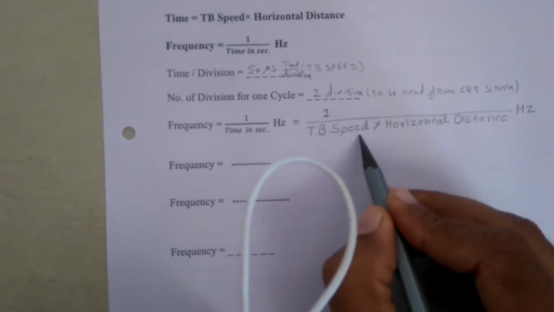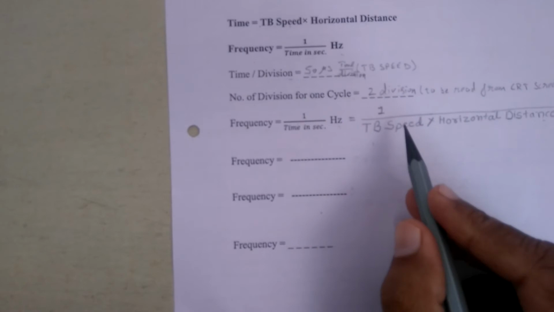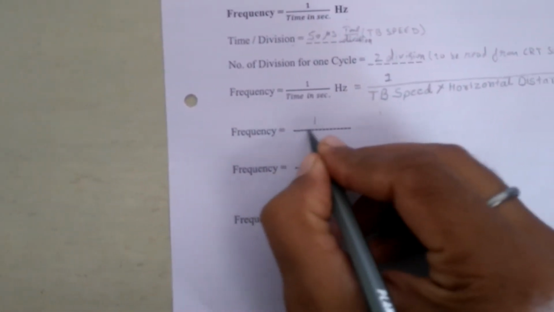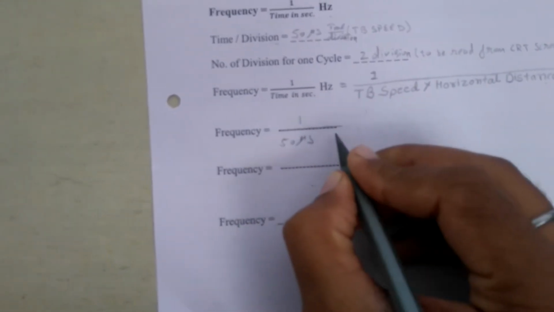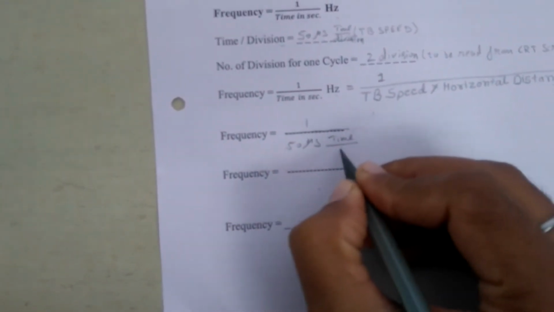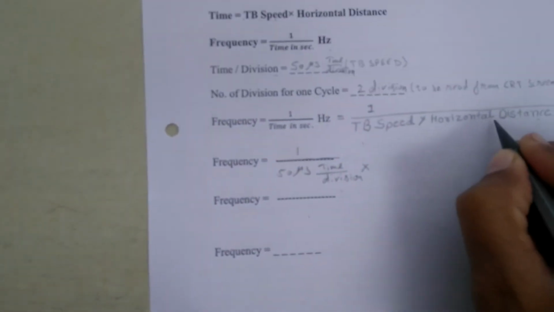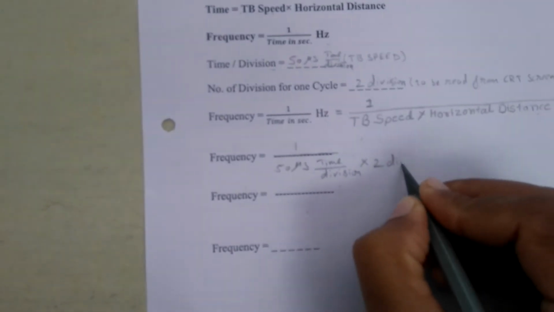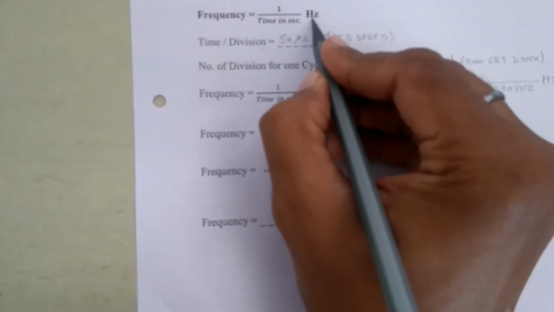We have found out the time per division, and we have also found out the horizontal distance. Now 1 upon time per division, we are going to calculate this. 1 upon time per division into horizontal distance. Time per division is 50 microsecond. Horizontal distance is 2 division. This will provide the answer in hertz because frequency is in hertz.